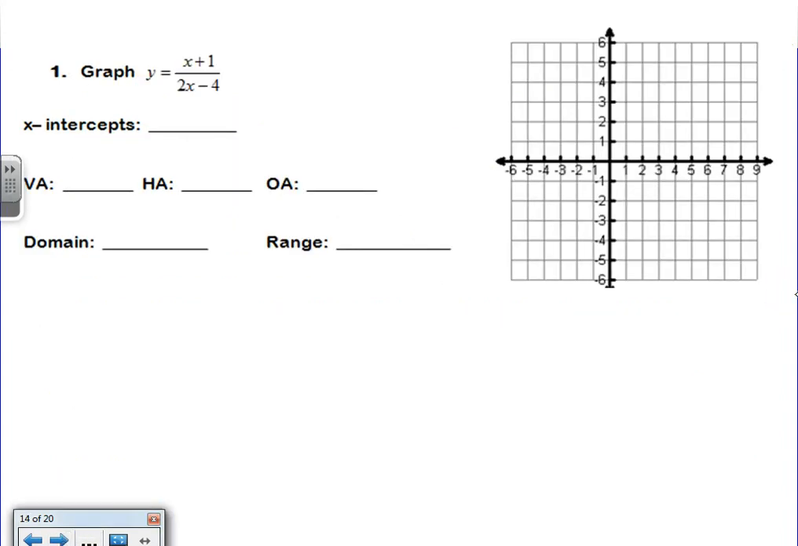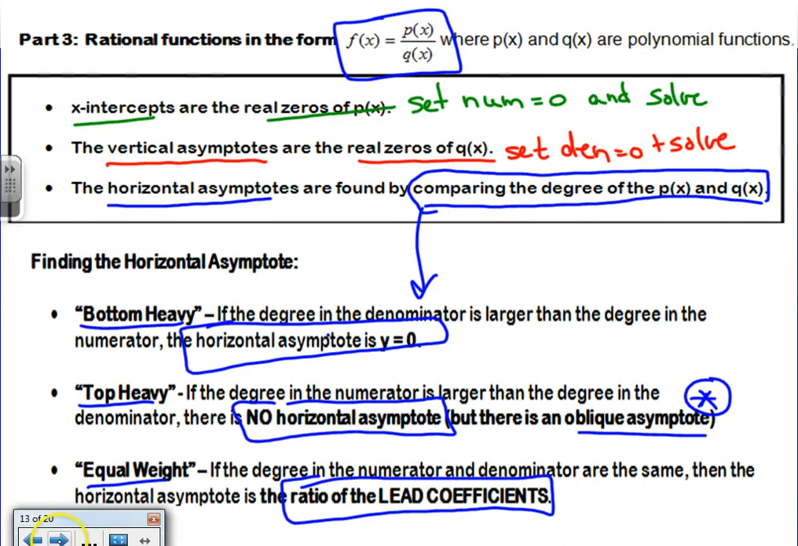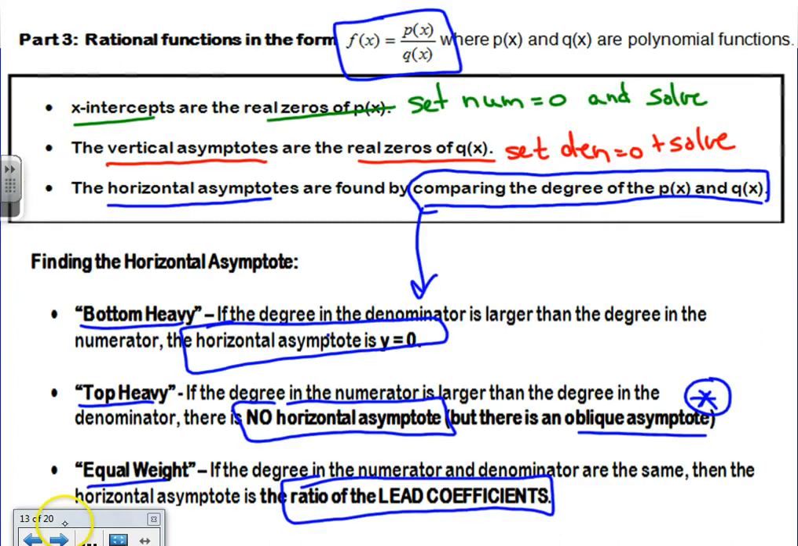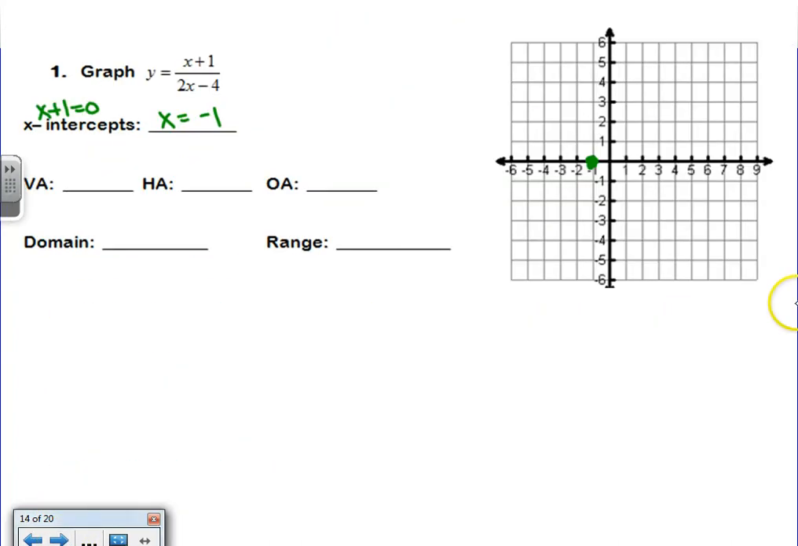First, they want us to find the x-intercepts. Going back to my chart, it said find the x-intercepts by setting the numerator equal to 0 and solving. If I take my numerator and set it equal to 0 and solve it, I would get x equals negative 1. So right away on my graph at negative 1, I'm going to draw in an x-intercept. Now my vertical asymptote, if I look back at my chart, said set the denominator equal to 0 and solve.